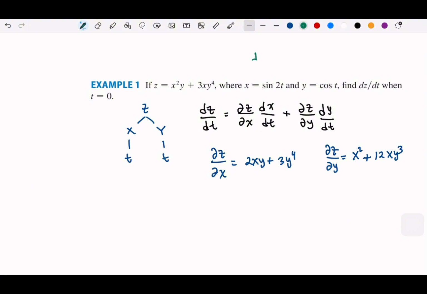And let me write the dx dt here. So dx dt is supposed to be cosine 2t. With the chain rule, it becomes 2 cosine 2t, right? And then dy dt, it is cosine t. It will be negative, right? Sine t.